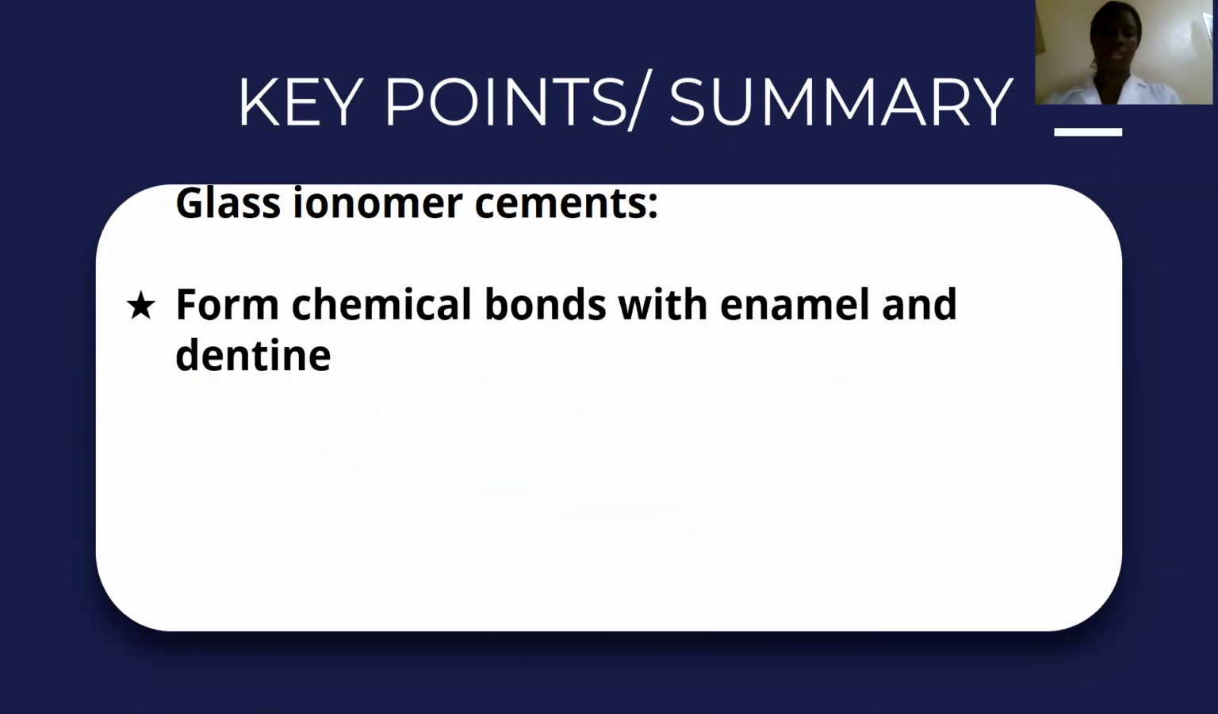Glass ionomer cements also form chemical bonds with enamel and dentin. Now, these chemical bonds are owed to the formation of ionic bonds between the carboxyl group of the polyacid and the calcium of hydroxyapatite crystals in the tooth structure. The bonds are stronger to enamel rather than to dentin due to the greater inorganic content of enamel.